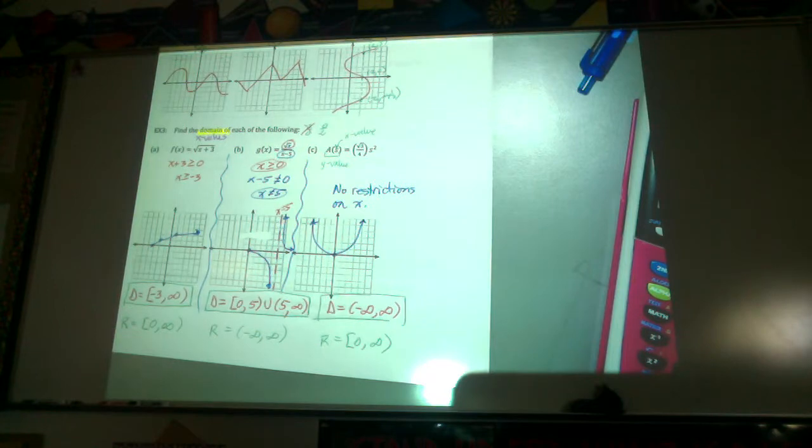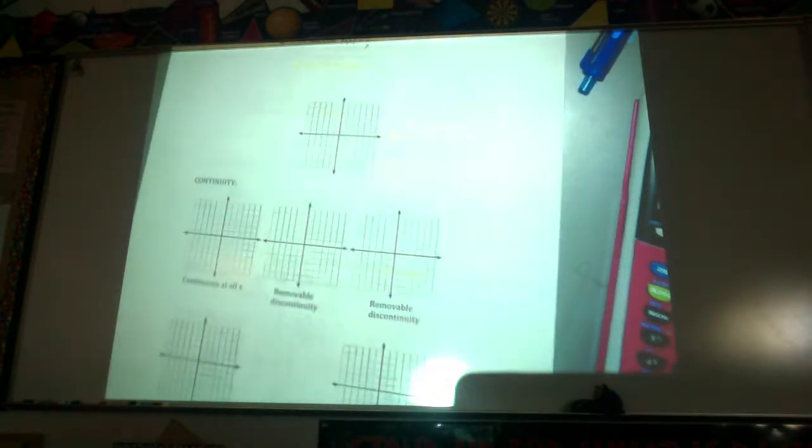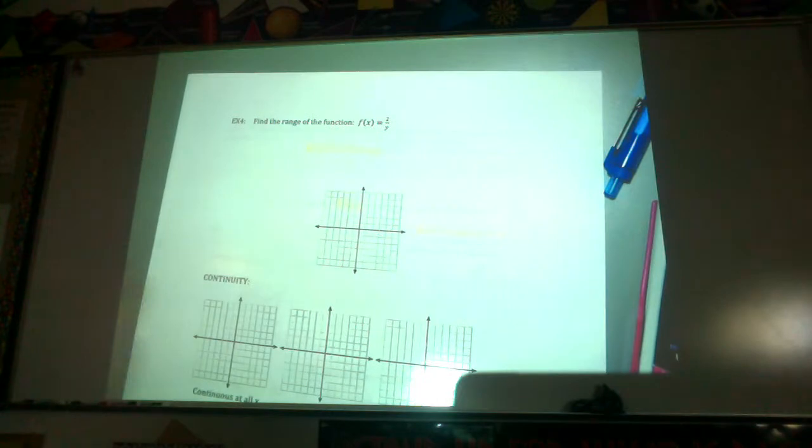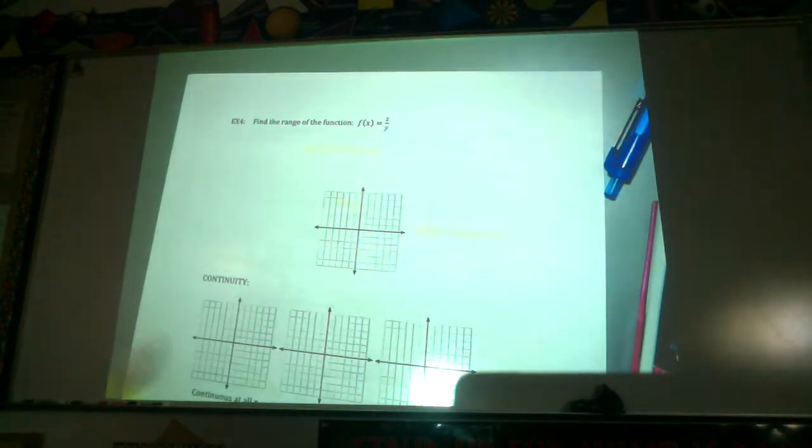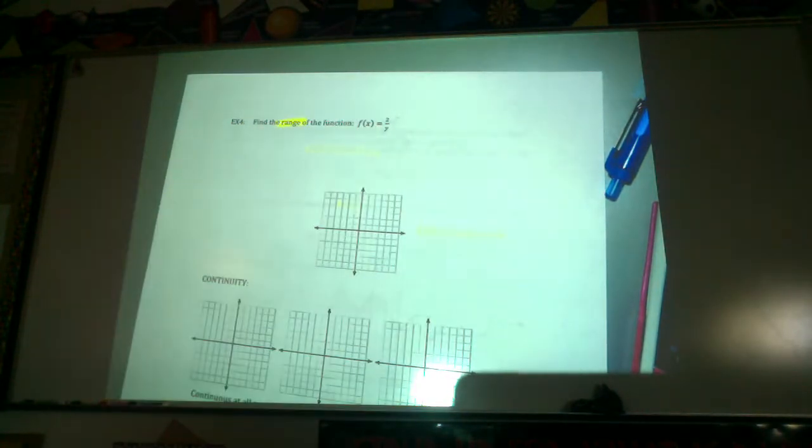Are we good with that? Any questions on domain and range? All right, so let's flip it, and I have one range question. Since we've talked so much about range, I only chose to put one range question on here. So we're going to find the range of the following function.